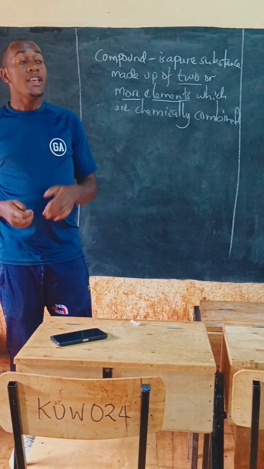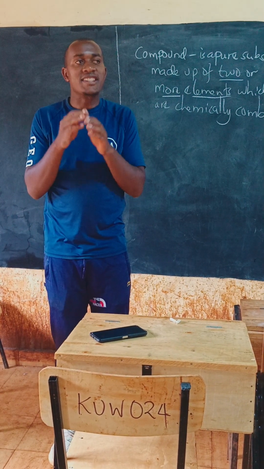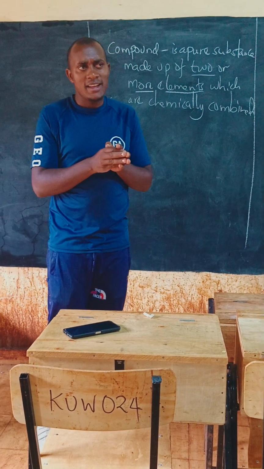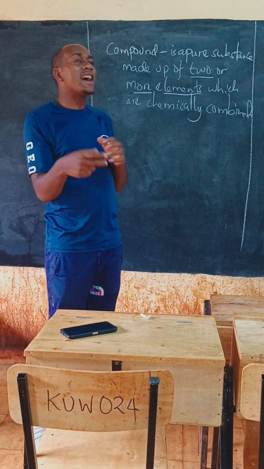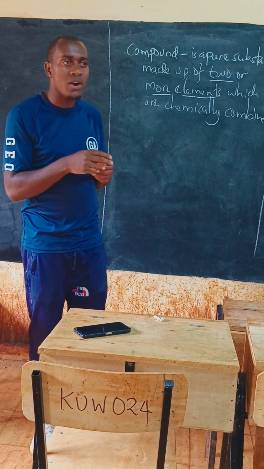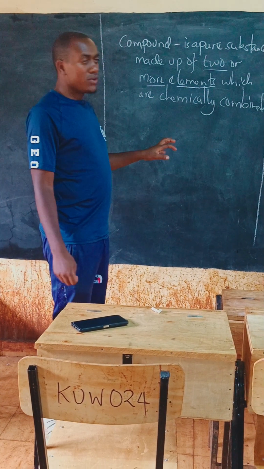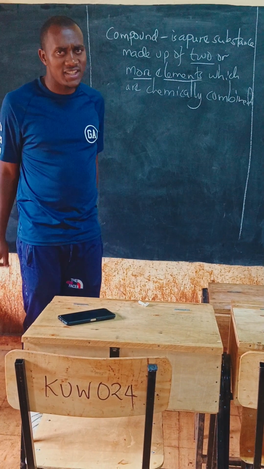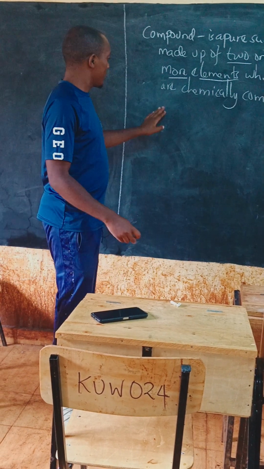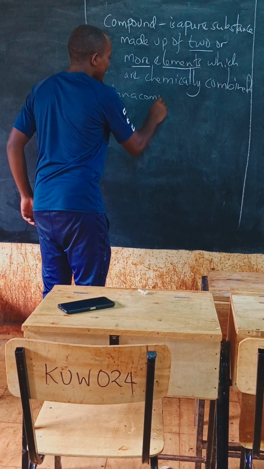For example, if you have a mixture of iron and sulfur, you can separate iron by use of a magnet. But when you mix iron and sulfur and heat it, it's going to combine chemically to form a compound known as iron sulfide. So you're not going to use a magnet again to separate it because it has already chemically combined.